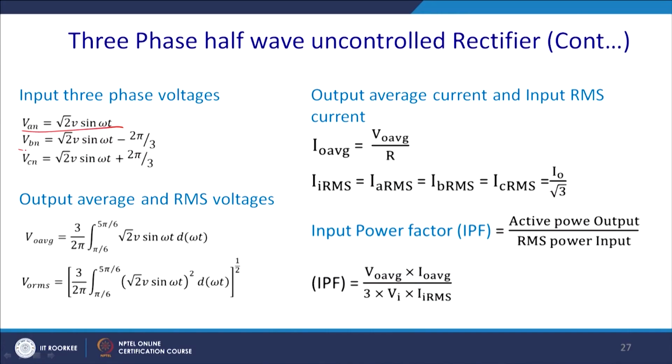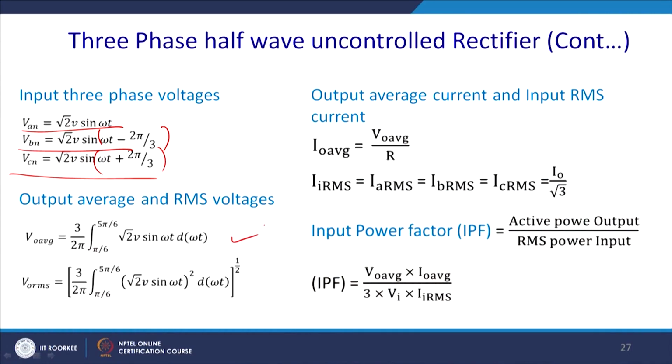For the three-phase half wave uncontrolled rectifier, let us see what are the different values that we have seen in the single phase. We have VAN, VBN, VCN, which are the phase voltages, and for the output voltage you can see that from pi by 6 to 5 pi by 6, that means 30 degrees to 150 degrees, it will get a voltage of VAN. So, you write VAN and calculate over it.